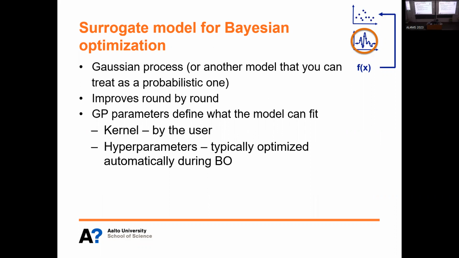Yeah, and for the surrogate model, that could, for example, be the Gaussian process regression. So you have to make those choices that we discussed earlier. So you need to pick the kernel. The model has hyperparameters. In many implementations of BO, they are optimized more or less automatically during the cycles. But you also need to think about those a bit.